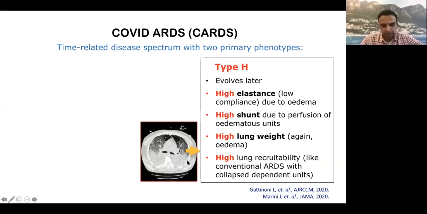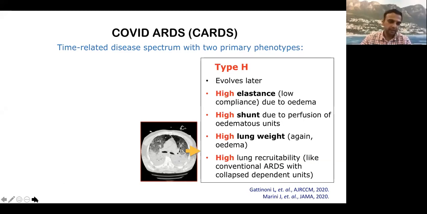One is the traditional one that we know, and this is called the H type, and it basically presents with very low compliance. So the lung is very boggy. There's a high amount of shunt. You can understand shunt because all the alveoli are filled with fluid. The blood is simply bypassing the alveoli without oxygenating. The lung becomes very heavy, and the lung is recruitable because when you recruit it, you push the alveoli open and basically force the fluid out. And this happens late in the course of disease.